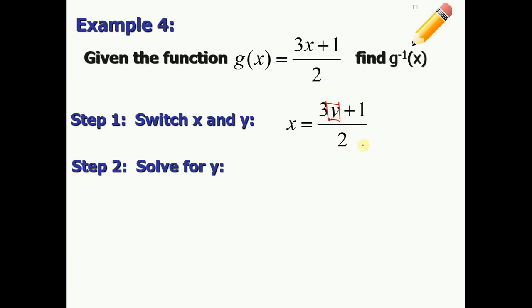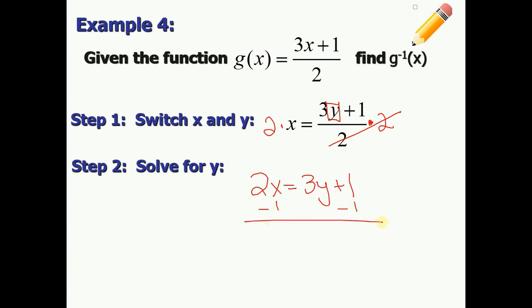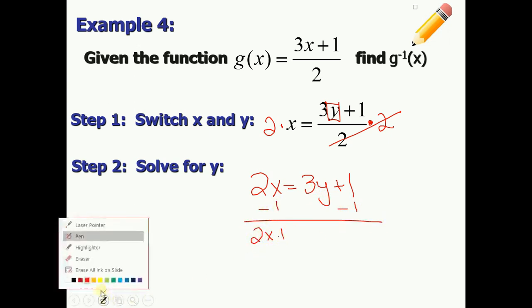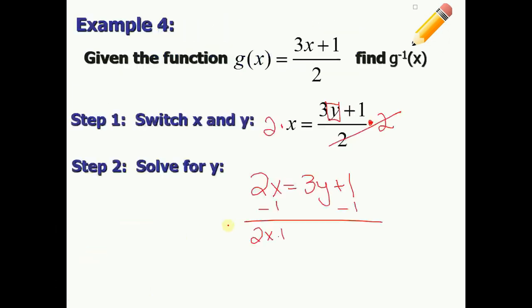Well, he's a little funky here, so the very first thing we're going to need to do is multiply by 2 on both sides. Can't have that denominator there, so let's cancel that out. Get 2x equals 3y plus 1. We're still just solving for y, so let's subtract 1 using our literal equation skills here.